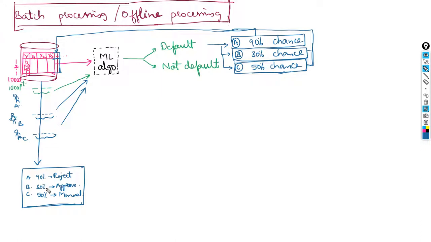If the probability of someone defaulting is less than 35%, approve the loan. In that way, you can define certain rules. And the moment you get the prediction outputs, those business rules would get triggered automatically.